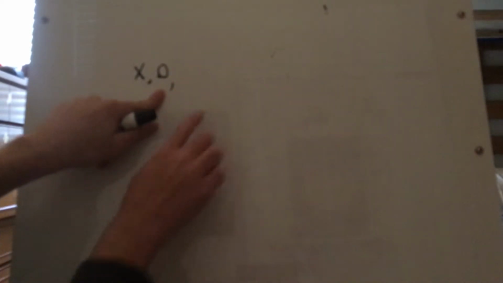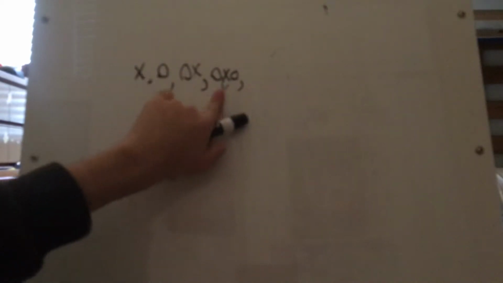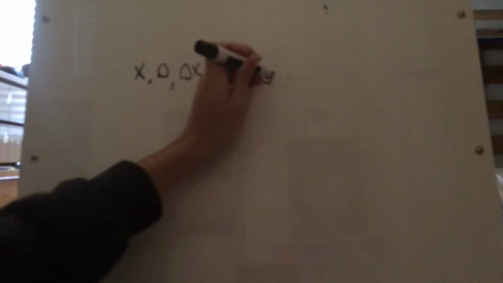Next word is O, and then after that, we take the term 1 before, and we follow it with the reverse of the term 2 before. So for this one, we have O followed by the reverse of X is X, so OX. Then we have OX followed by the reverse of O is OX, OXO. OXO followed by the reverse of OX is XO, so OX, OXO.